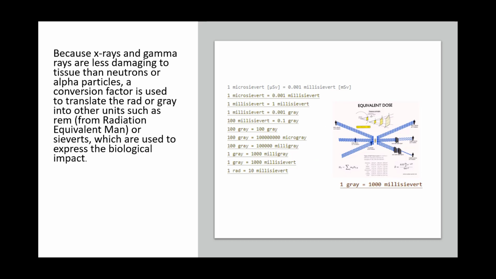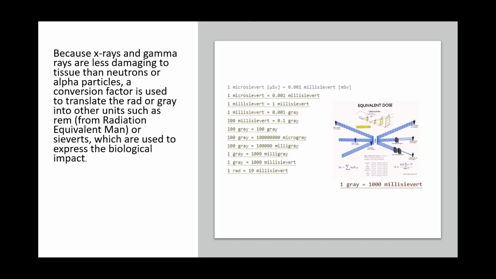Basically, we used to use the term RAD, meaning radiation absorbed dose. Today, we now use the term gray, which is the absorbed dose that we get under the Systems International or the metric system as compared to the traditional system. And 100 grays equals 1 rad.